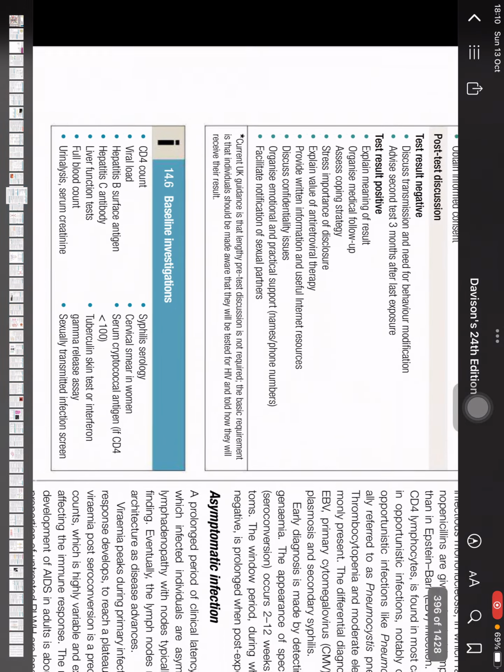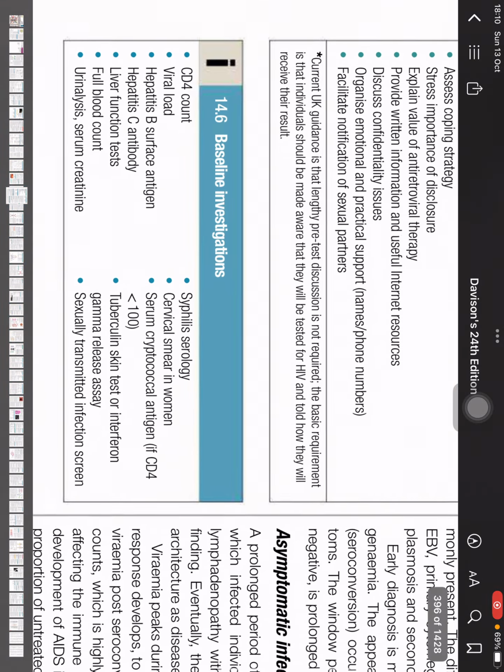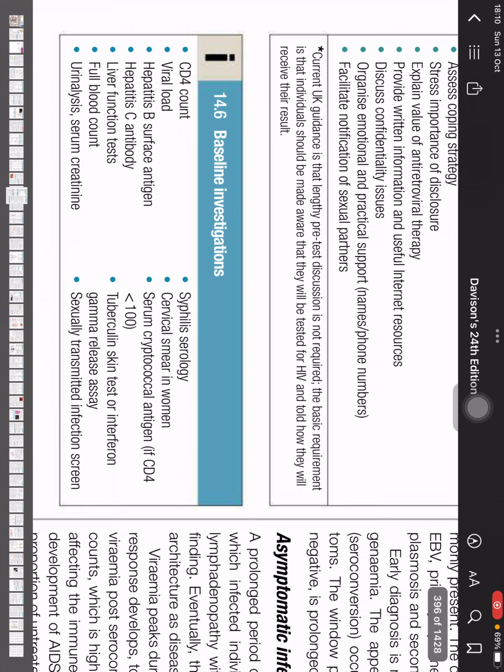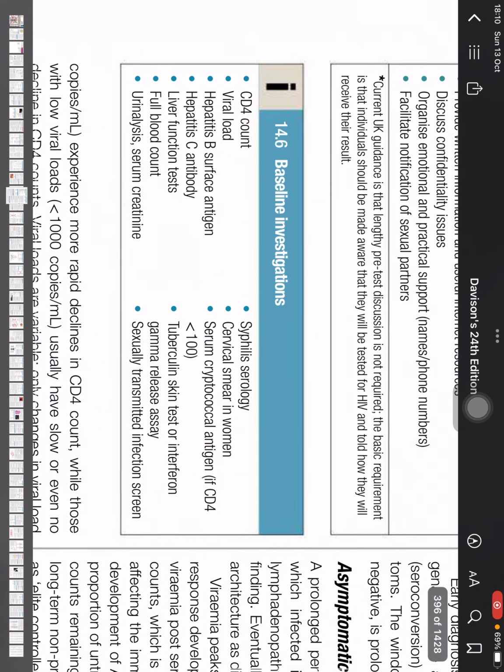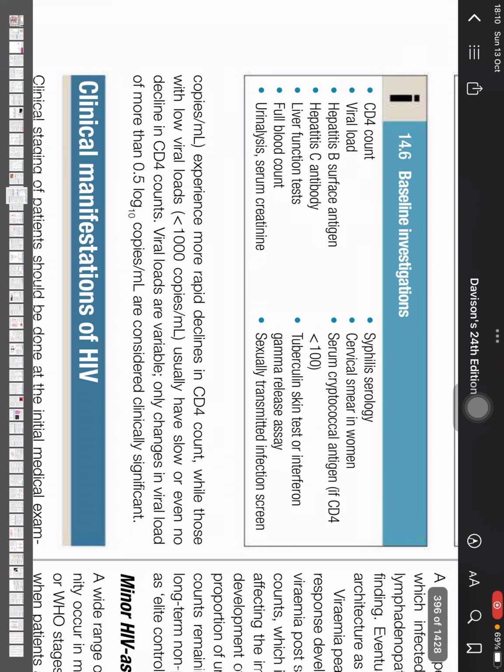So baseline investigations: CD4 count, viral load, hepatitis B surface antigen, hepatitis C antibody, liver function test, full blood count, urine analysis, serum creatinine, syphilis serology, cervical smear in women, serum cryptococcal antigen if CD4 less than 100, tuberculin skin test or interferon gamma release assay, sexually transmitted infection screen.